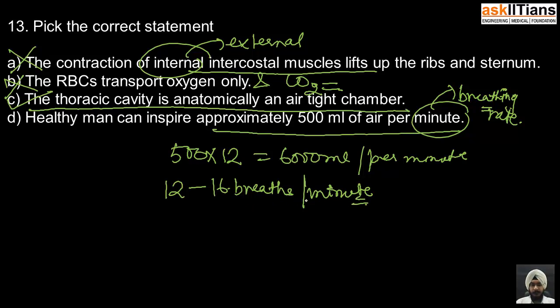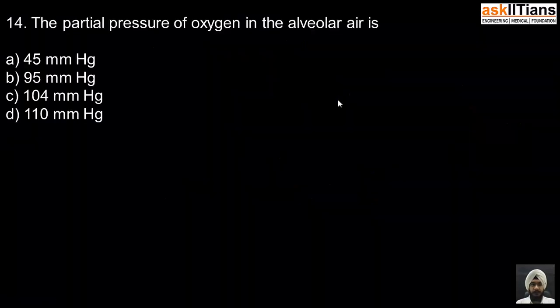12 to 16 breaths per minute, that's the breathing rate. So it is basically 6000 to 8000 ml per minute, not 500 ml of air per minute. So this option is also incorrect. So the correct option is the thoracic cavity is anatomically an airtight chamber. Okay, so let's move on to the next question.